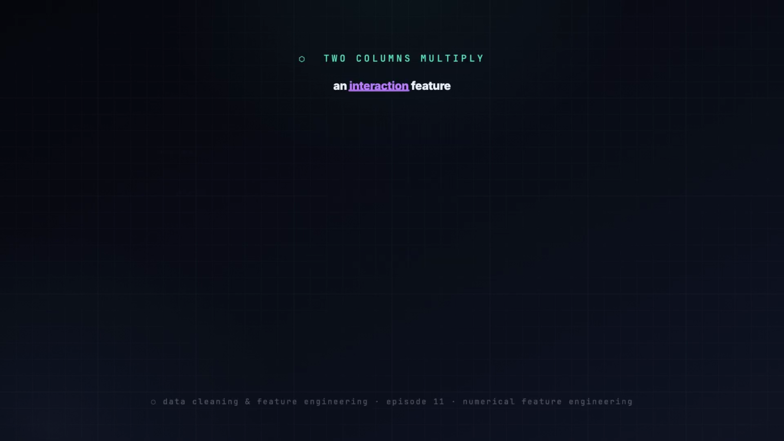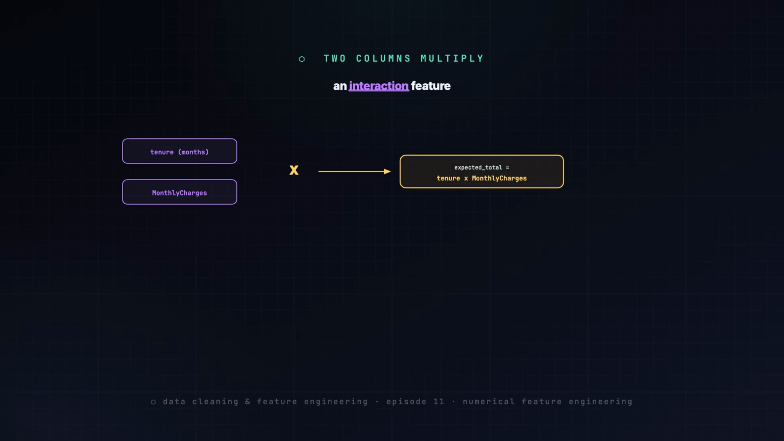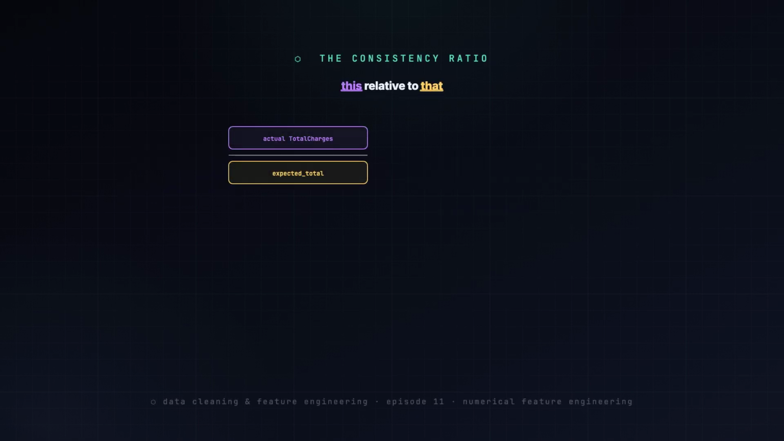Two numbers, one story. Tenure alone says how long. Monthly charges alone says how much per month. Multiply them and you get the story they tell together: roughly what this customer should have paid in total. That's an interaction feature. Now compare that expected total to the actual total charges in the data.